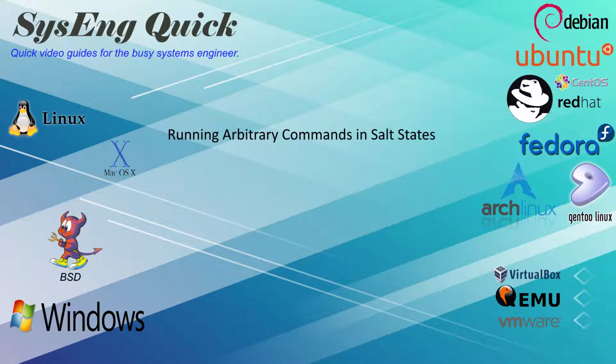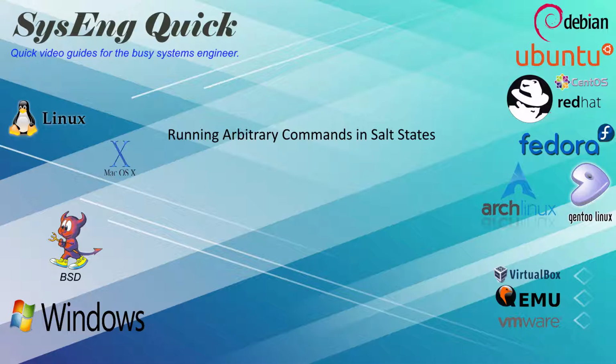Today I'll show you how to run arbitrary commands using salt states. This can be useful when there isn't a pre-built salt state module for what you're trying to accomplish. The next task in cloning our Debian machine is to install the VirtualBox modules.